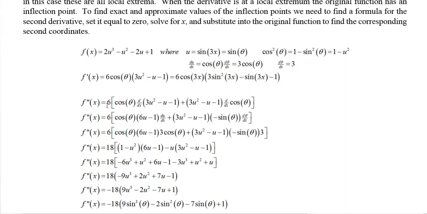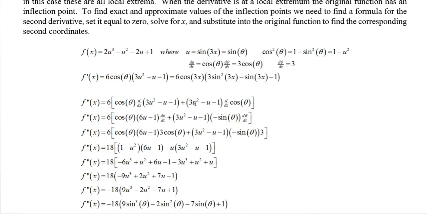So the 6 is a constant multiple, so I just brought that out. And I'm going to use the product rule. Cosine of theta is the first term, and then the 3u squared minus u minus 1 is the second term. Second factor, I should say. So the first term is first times derivative of the second, plus the second times derivative of the first. First is cosine theta, the derivative of the second is the derivative of 3u squared minus u minus 1, which is 6u minus 1 times the derivative of the u.